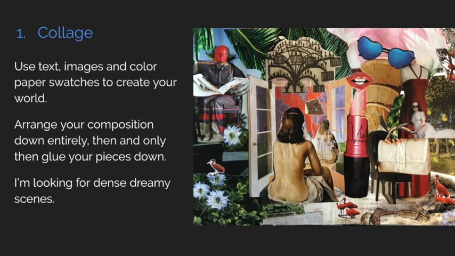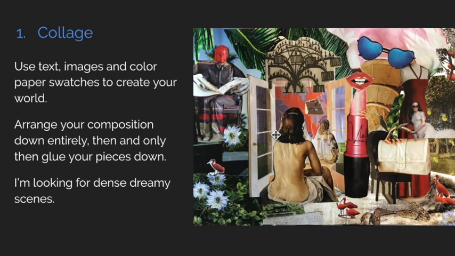So for collage, you want to use text, images, color, paper swatches, mostly from magazines, I'd say. You could also use books. You could also use regular construction paper. And I'm looking for a dense, dreamy scene, right? It's not enough to just put a couple images together, slap them down, and call it a day.